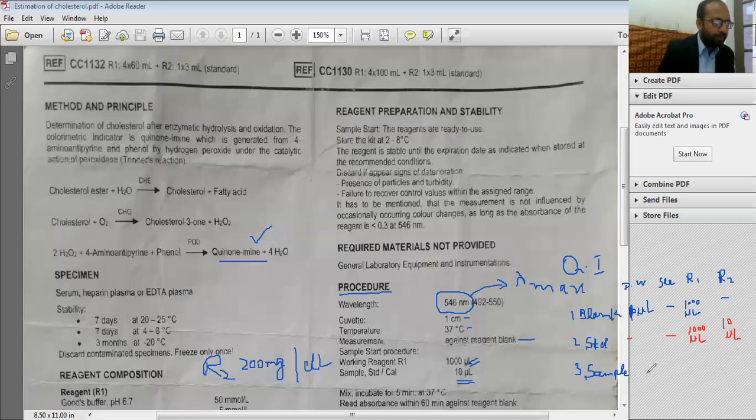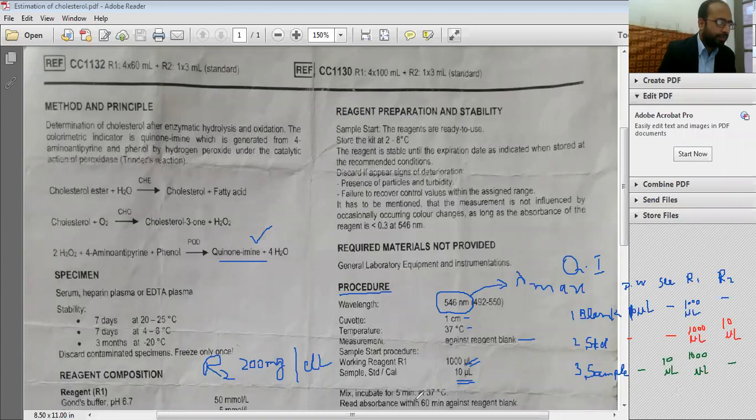Now in the third test tube, the sample test tube, you will add no distilled water. But in the sample test tube you will add 10 microliter serum, and you will add 1000 microliter R1. In the sample test tube no R2 will be added because R2 is the standard.